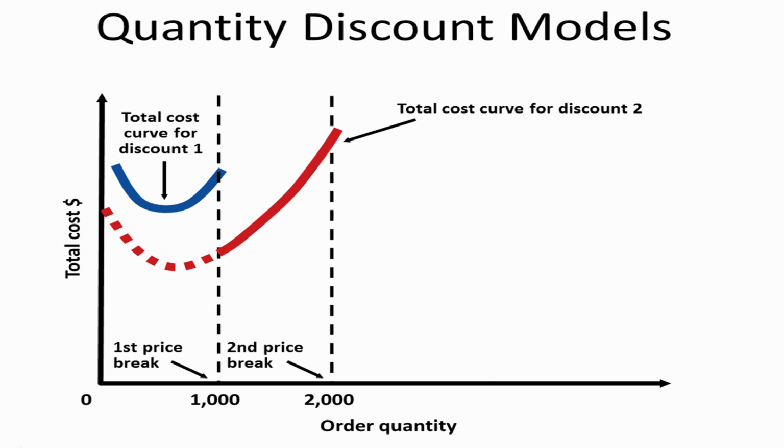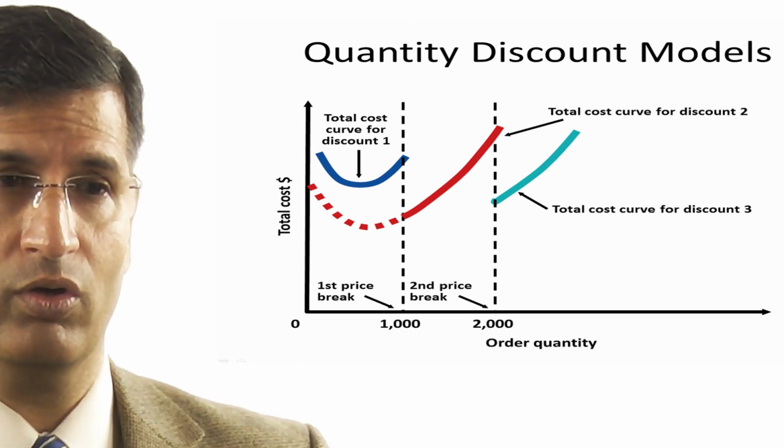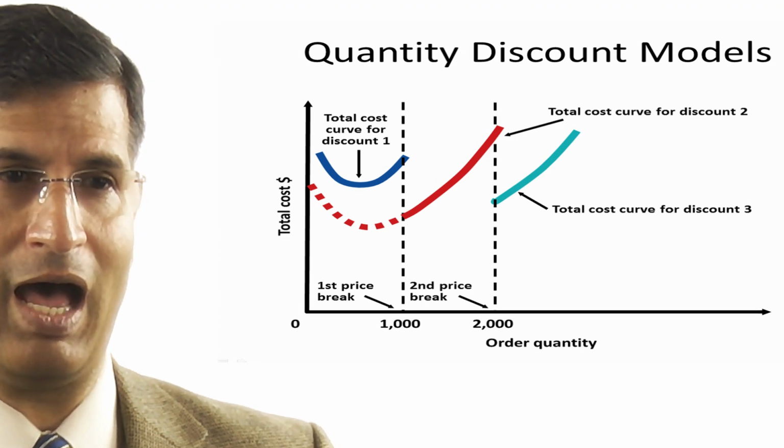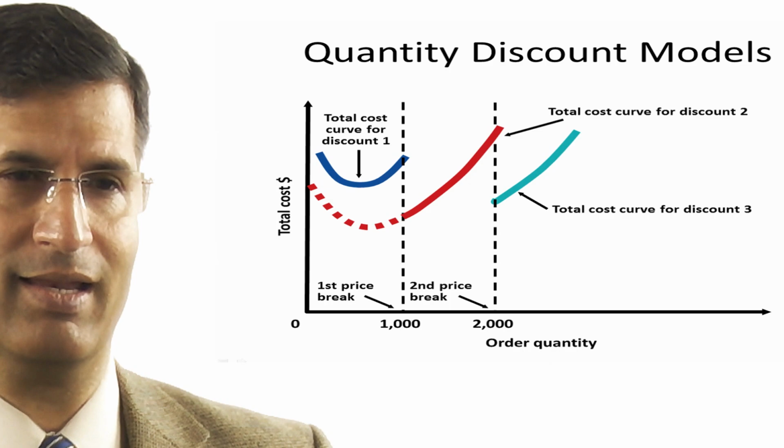And on that side of the curve, you will notice the least cost occurs when you order 1,000 quantity. And that's why we selected 1,000 as our economic order quantity when you have to pay $4.80. For the third discount, you must buy at least 2,000, because below that you will not get a discount.